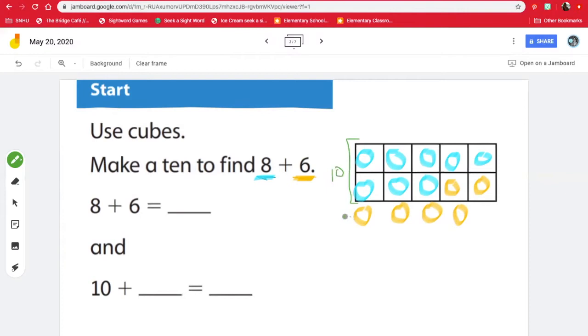And how many left over? 1, 2, 3, 4. So that means we want to add 10 and 4. So first, let's count on. We have 10, 11, 12, 13, 14. So 8 plus 6 equals 14, which means 10 plus 4 equals 14.